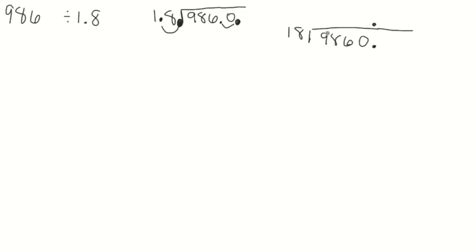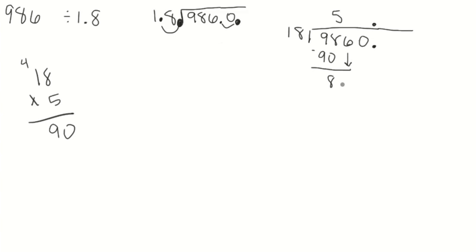18 into 98. I'm going to try 5. What is 18 times 5, or 8 times 5? 40. Carry my 4. 5 times 1 is 5, plus 4 is 9. 90. I have 98. 90 is not larger, and if I add another 18, it's going to be too big. So I know for sure 5 should be good. What is 18 times 5? Well, we just said it was 90. And I'm going to subtract the 2 and get 8.